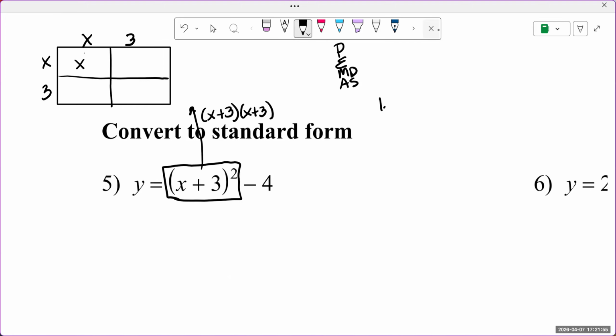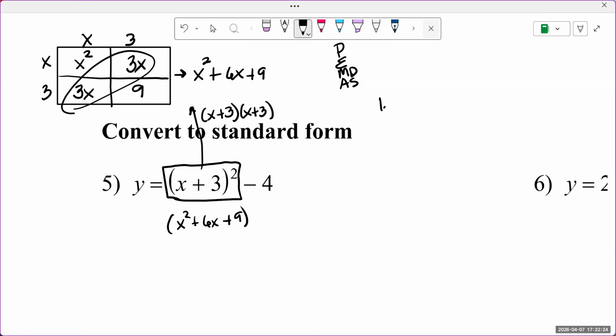So x times x is x squared. X times 3 is 3x, and then 3 times 3 is 9. Okay, combine like terms, and I have x squared plus 6x plus 9. Okay, so that goes right here: x squared plus 6x plus 9. Now look for anything to distribute. I don't have anything to distribute, so actually the parentheses can disappear.